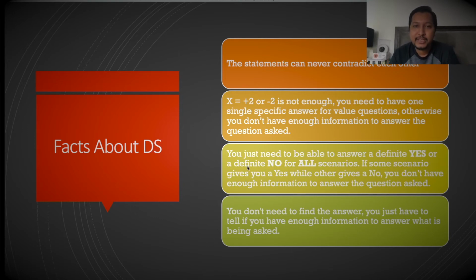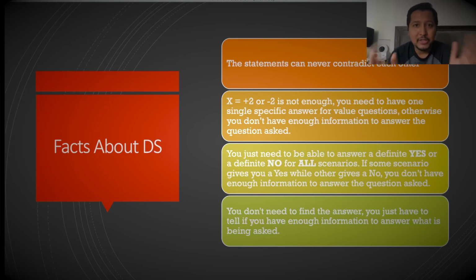And similarly for the yes/no type of question, you have to find a definite yes for all the different scenarios. For example, if they're asking you is x positive, and you find that in some situations x is positive but in others x is negative, that just means you don't have enough information. x is positive sometimes but negative other times. That's not enough. You need information that says no matter what, x is always positive, or no matter what, x is always negative.